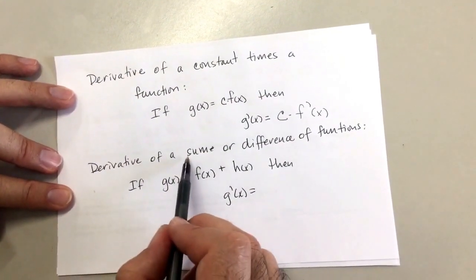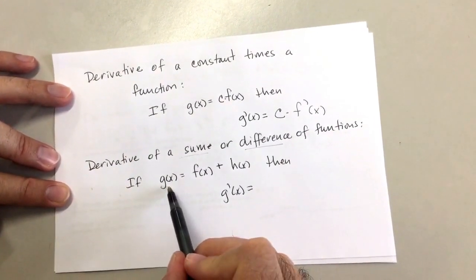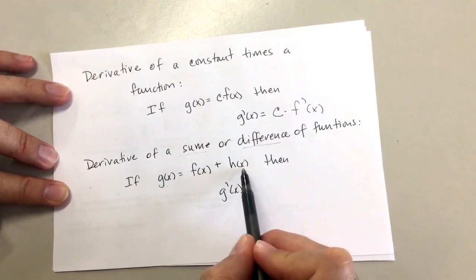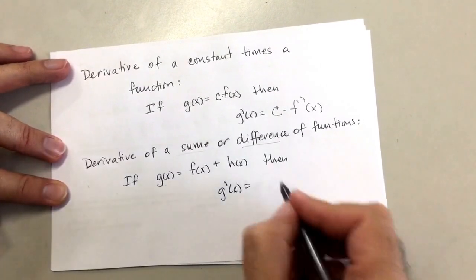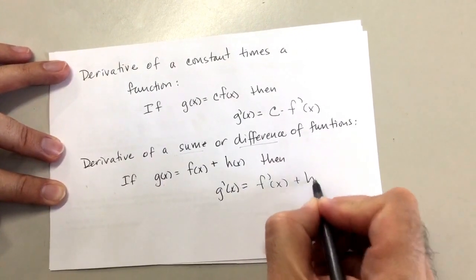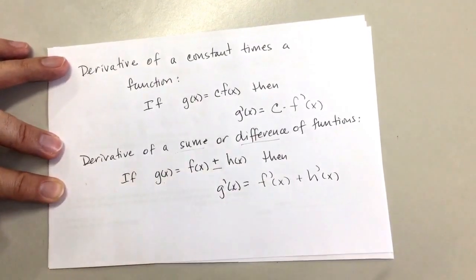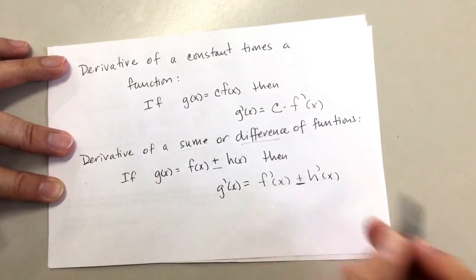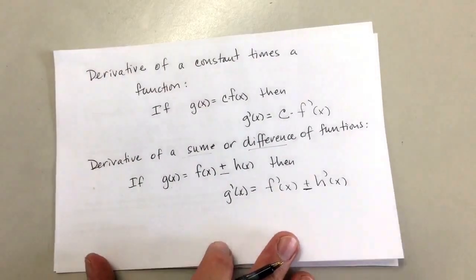Finally, we get the derivative of a sum or difference of functions. So if function g is the sum of functions f and h, f of x plus h of x, then the derivative of function g is very simple. We just take the derivative of function f and we add it to the derivative of function h. And if it were a difference, f minus h, then we take the derivative of f and we subtract the derivative of h. So with these, we're going to get the derivative of polynomials.